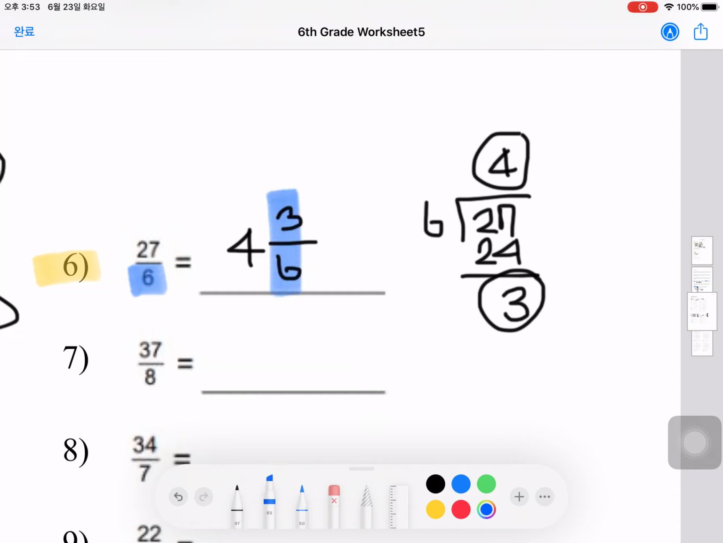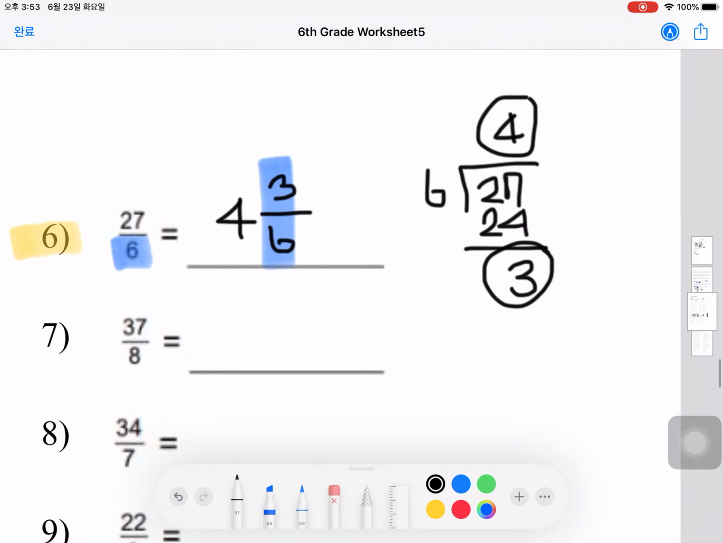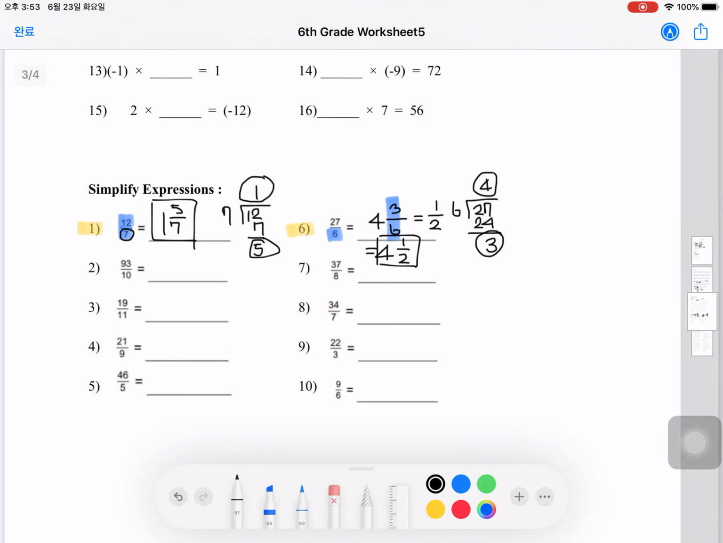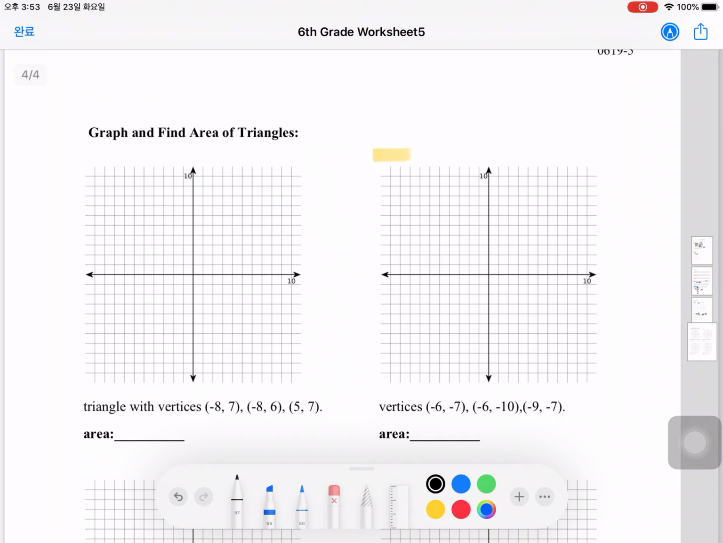Why? Because this fraction can be simplified. 3 over 6 can be simplified to 1 over 2. So the final answer would be 4 and 1/2. The rest are similar, so you could try the rest. And let's go on to the last section, which is graphing and finding the area of triangles.